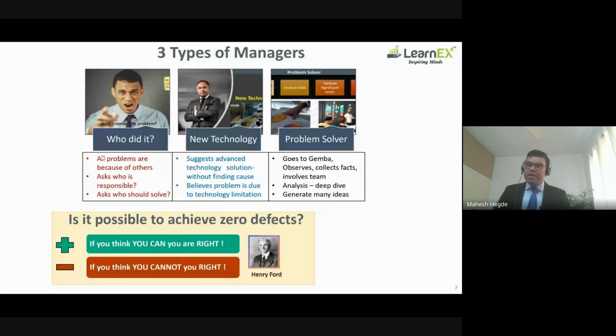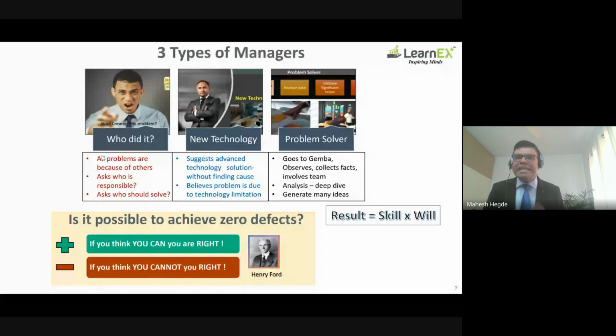So it is very, very important that we must learn how to apply these tools and techniques. Result is equal to skill into will. Suppose I have high skill. I know various statistical tools, hypothesis, design of experiments, so many things, or Shainin tools, so many things. But I'm not motivated to do a good job. No result. If I'm not motivated, no result.